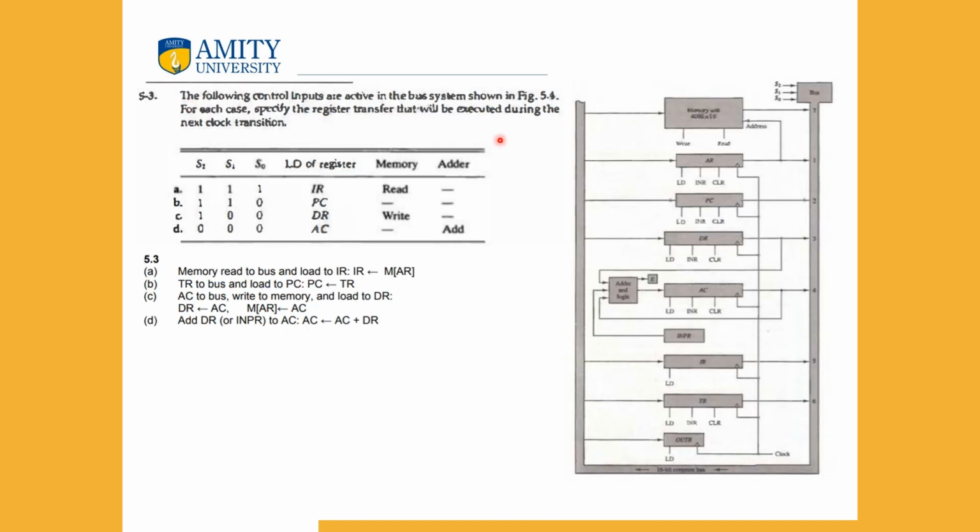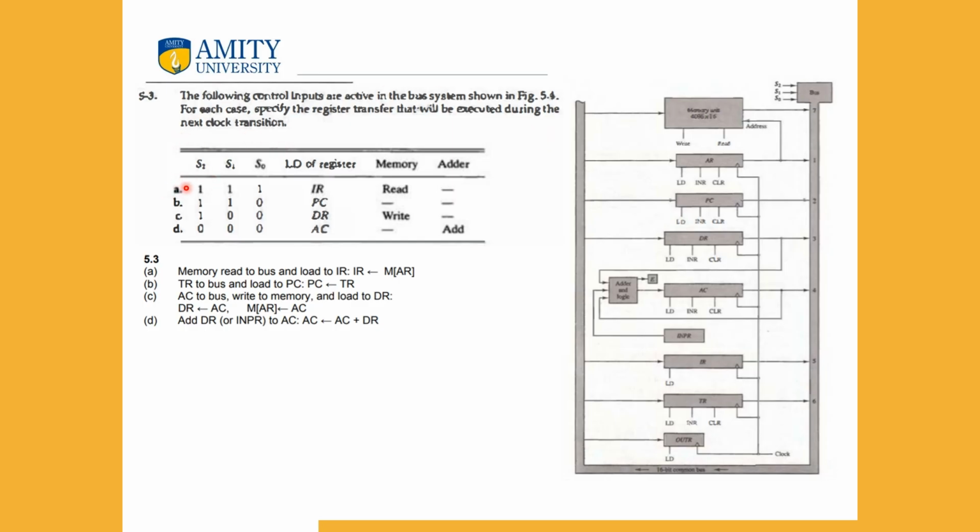This question is based on the bus system that we studied for the computer organization for a basic computer. It says that the following control inputs are active in the bus system shown in the given figure. For each case, specify the register transfer that will be executed during the next clock transition.